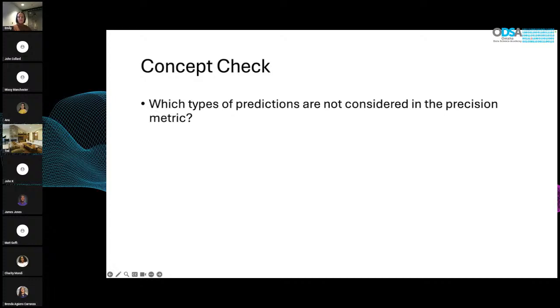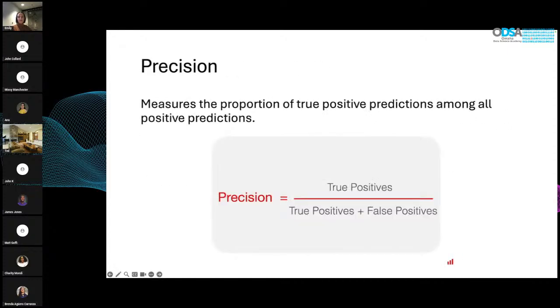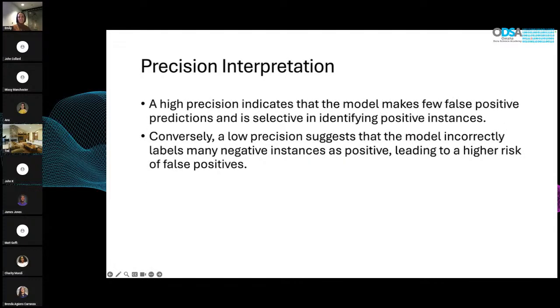True negative. True negative and false negative. Yep, you're right, Brendan. You're right. It was one of them. There were 2. All right. True negatives and false negatives. So we're not looking at any of the negative instances.